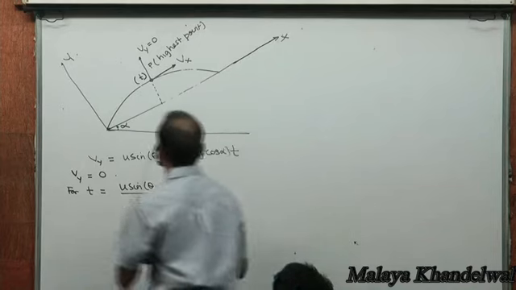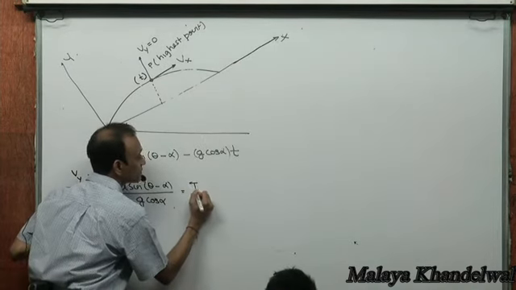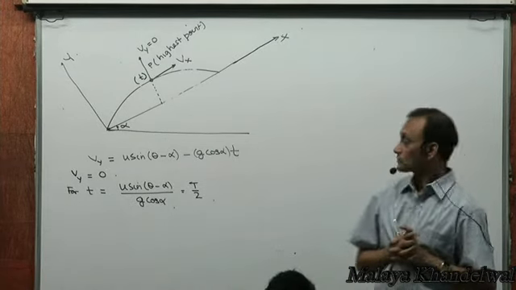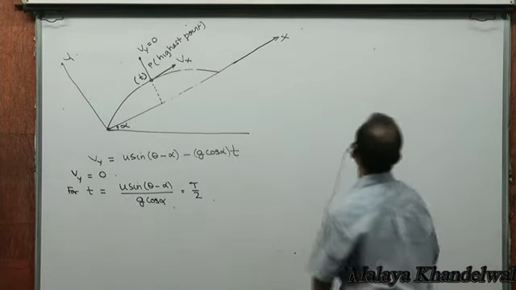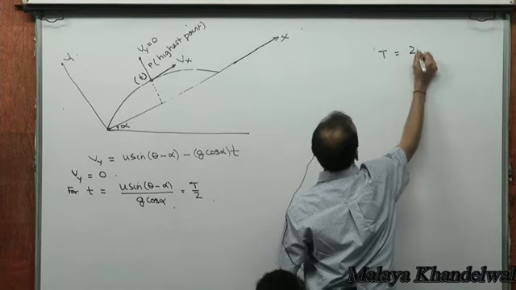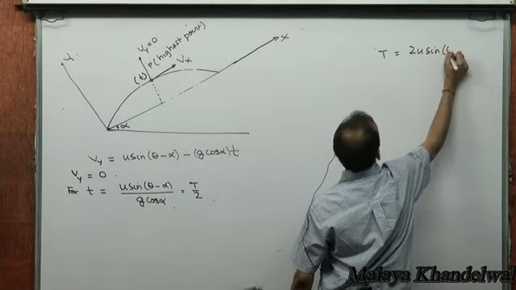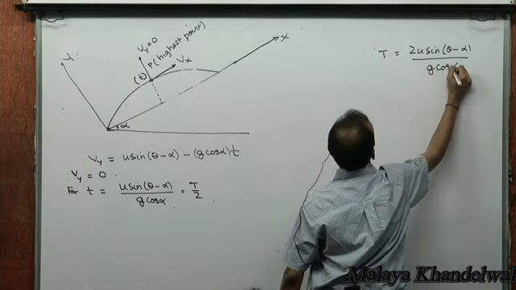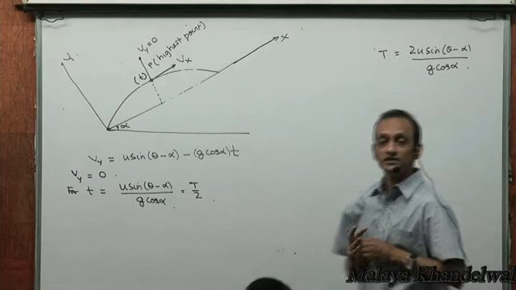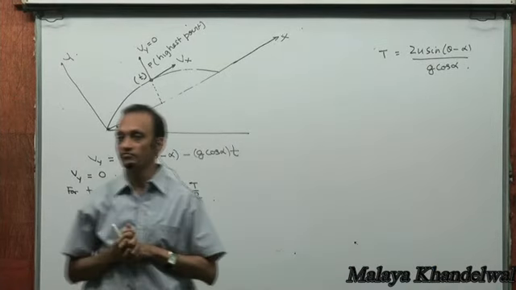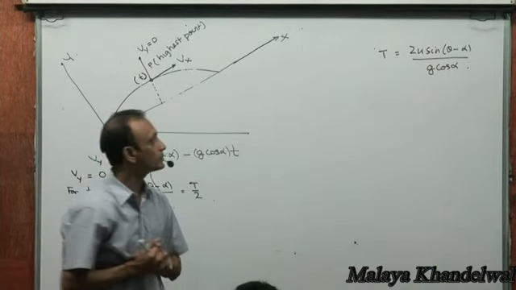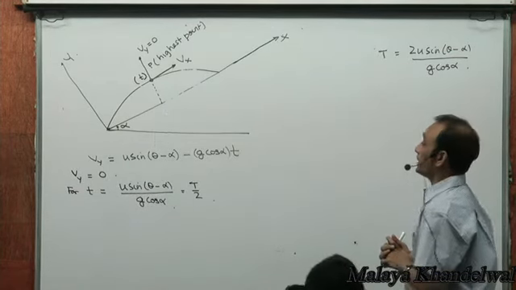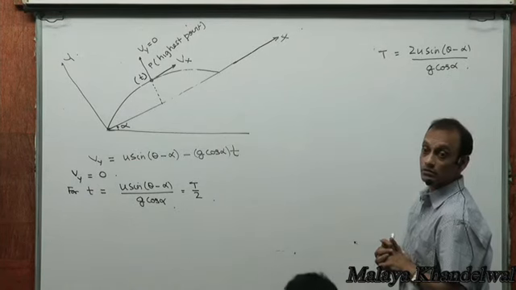And do you realize that this is half the total time of flight? The total time of flight, as you would have seen, is 2u sine theta minus alpha divided by g cos alpha. That's the total time of flight, right? And half of that is the time taken to reach the highest point.